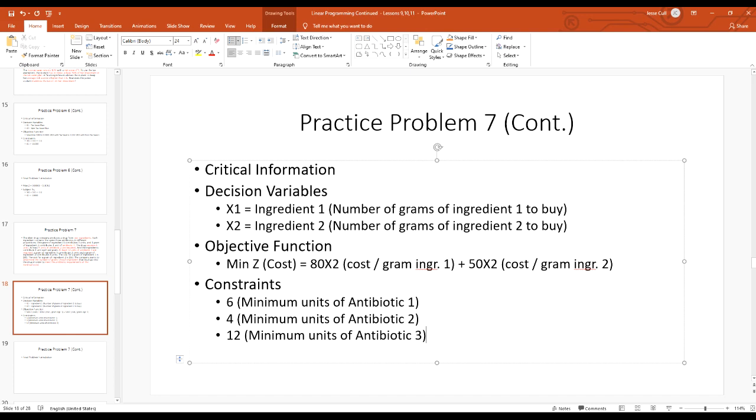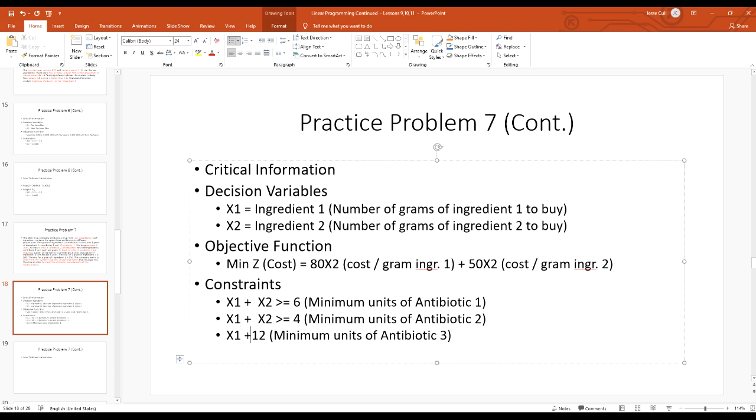Now, we have to figure out how much ingredient 1 contributes to each of these and how much ingredient 2 contributes to each of these. So x1 plus blank x2 greater than or equal to 6. x1 plus blank x2 greater than or equal to 4. And we're going to find the parameters for x1 and x2 momentarily. I'm just creating the formula for ease of viewing.